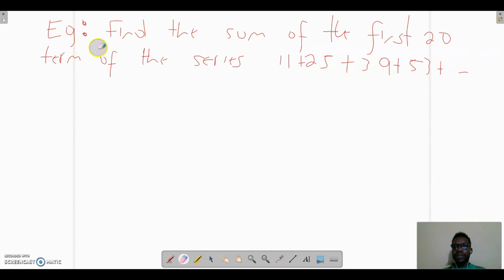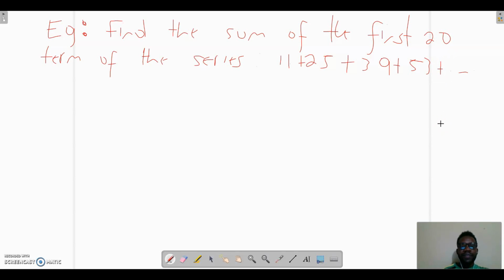Now here's an example. Find the sum of the first 20 terms of the series 11 plus 25 plus 39 plus 53. Now before I start applying the formula, I would first have to check to ensure that this is actually an arithmetic progression. How do we know that? We know that if we are constantly adding a common difference. So we have 11, 25. I would have added 14 to 11 to get 25, add 14 to 25 to get 39, and add 14 to 39 to get 53. So when I'm constantly adding a common difference, I know that this is an arithmetic progression.